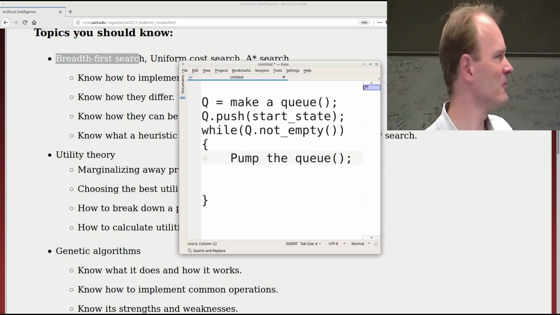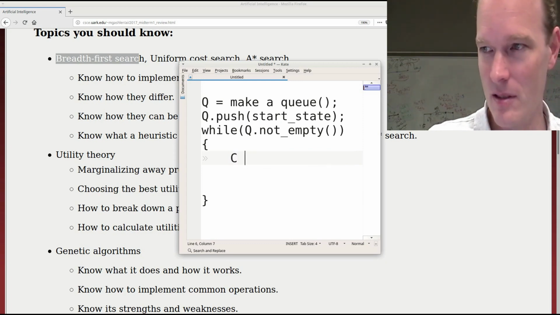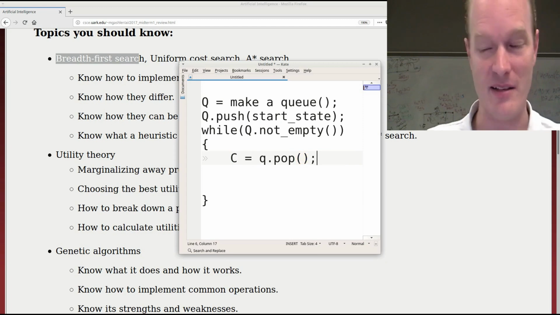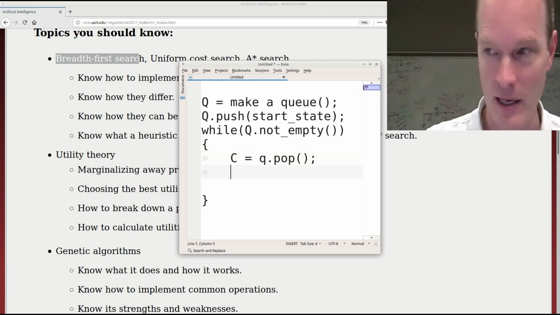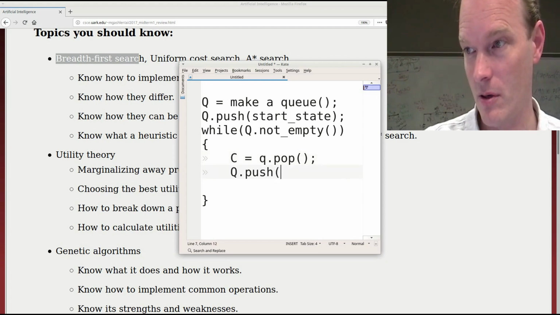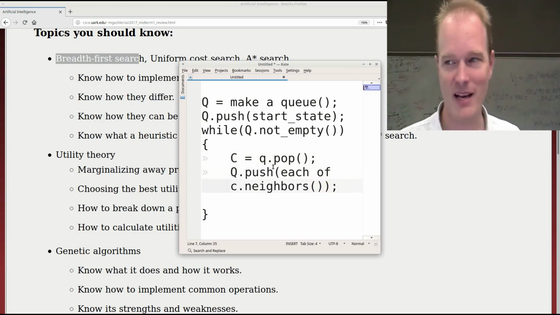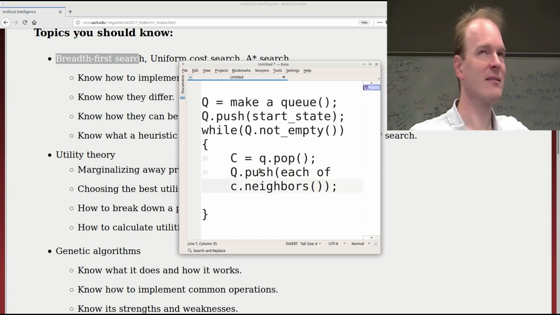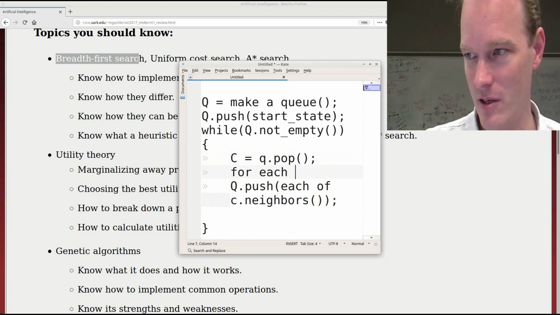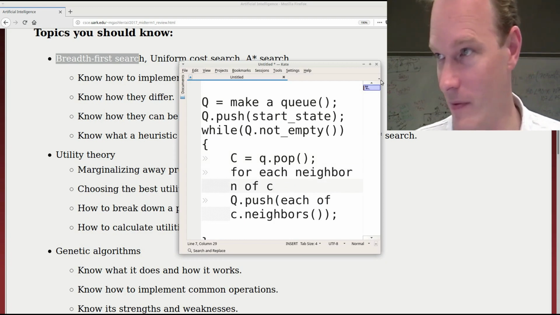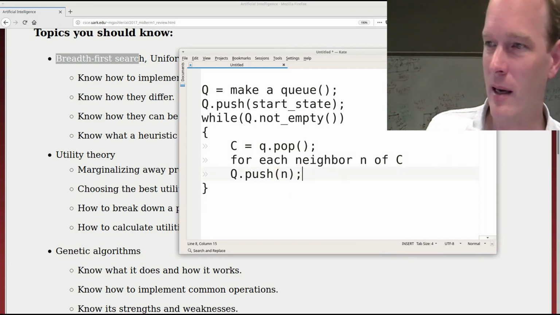At this point, I'd say to myself, wait a minute, do you get it? But if you said something like C equals Q dot pop or DQ or get something out of the queue or retrieve the next item or anything that indicates you get what we're doing, and Q dot push each of C dot neighbors. See how that's bad? That's not even code. That wouldn't work. But the concept is you're going to visit all of the neighbors. I guess what we really should say is for each neighbor n of C, q dot push n. Okay, and now we've just about did it.